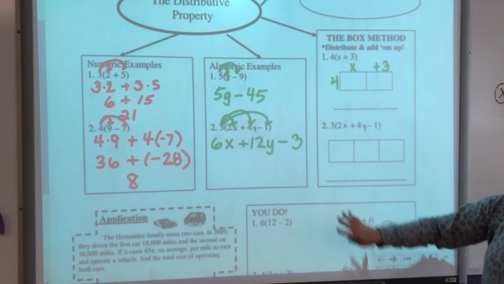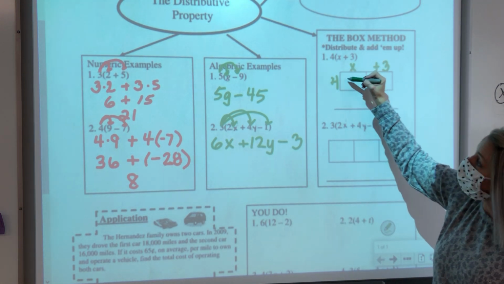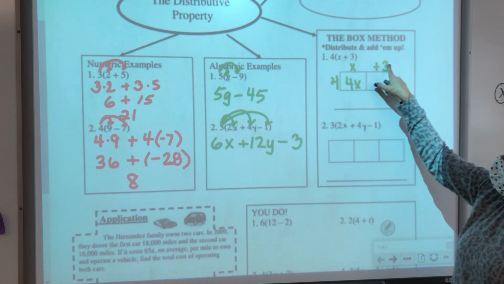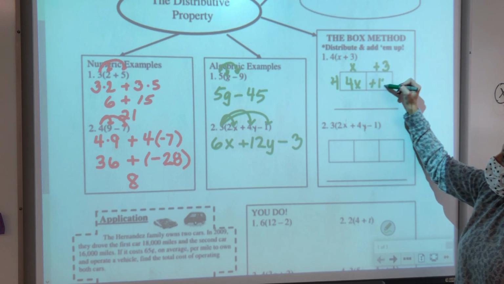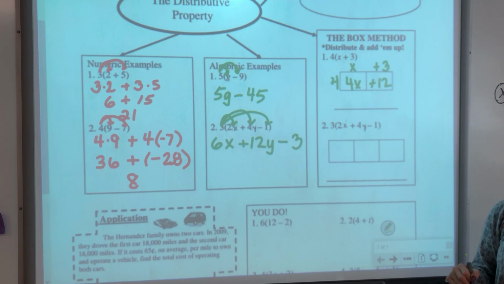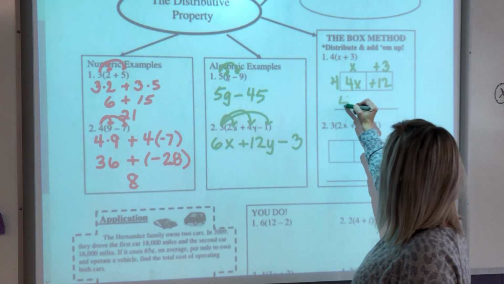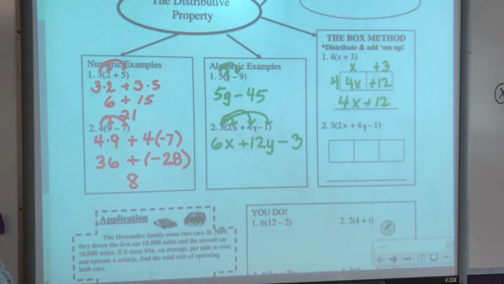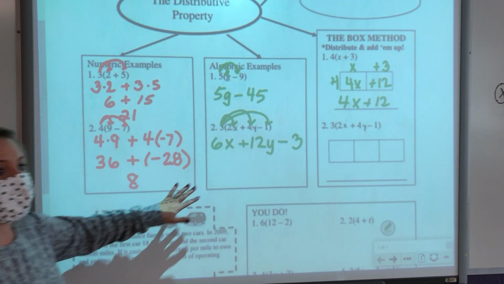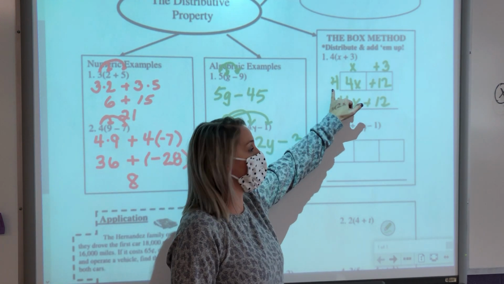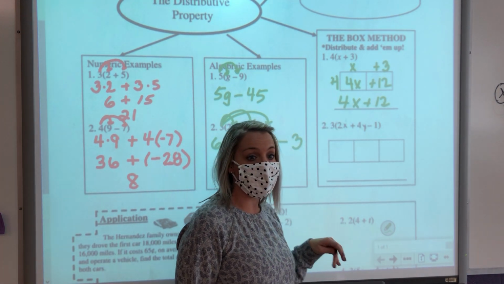So just like a multiplication chart, 4 times x is 4x. And then 4 times 3 is positive 12. You like that? That's easier, yeah. So again, does it matter what method you use? Absolutely not. It doesn't matter what method you use. If you like to draw arrows and distribute what's on the outside to what's on the inside, awesome. If you want to do the box method, you can use the box method as well.